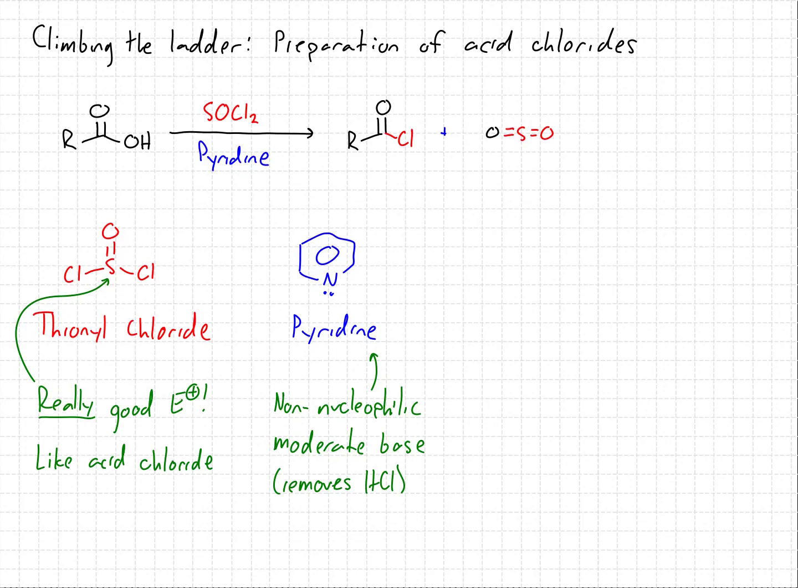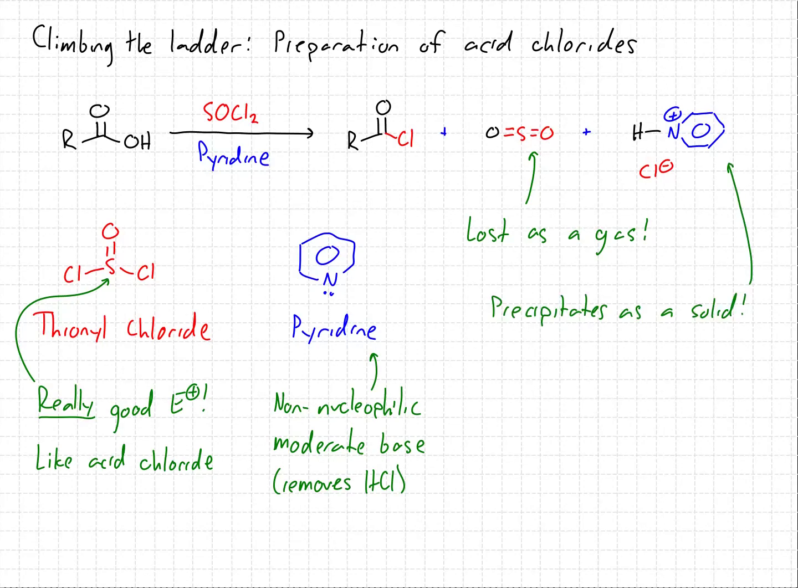There are some other byproducts from this reaction. One that's produced is SO2, and pyridinium chloride, the conjugate acid of pyridine, is what we get out of this reaction as well. SO2 is a gas at standard temperature and pressure, so this will bubble out of the solution. Pyridinium chloride precipitates as a solid. Both of these help drive this reaction to completion. This reaction is very, very efficient and usually extremely high yielding.